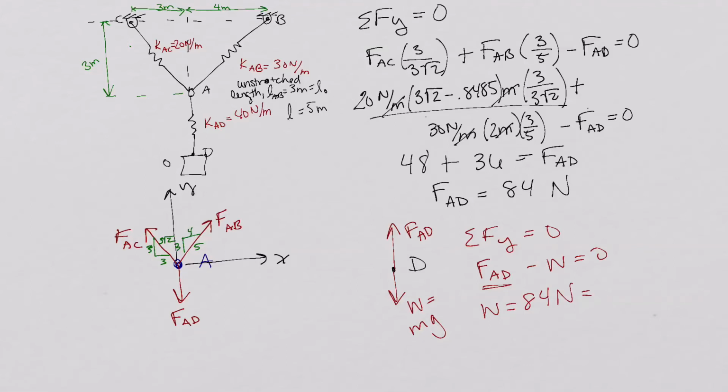And we know that equals M times G. So the mass is going to equal 84 newtons divided by G, which is 9.81 meters per second squared. And a newton is actually kilograms meters per second squared. So the meters and the seconds squared all cancel out, so we end up with kilograms, which is the right unit. So 84 divided by 9.81, we get 8.56 kilograms.